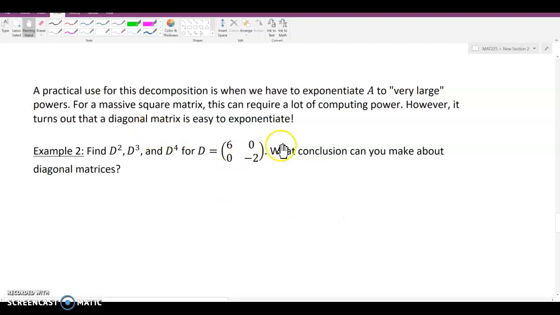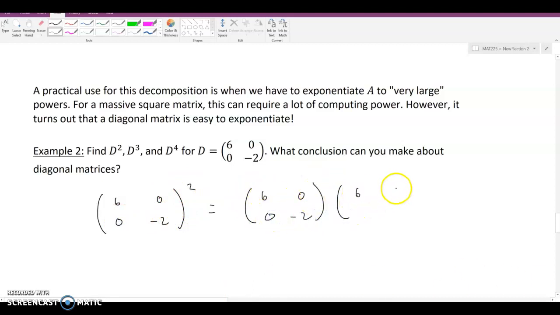However, it turns out that a diagonal matrix is easy to exponentiate. So this problem. Let's just look at D squared, D cubed, and D to the fourth. So 6, 0, 0, negative 2 squared will be 6, 0, 0, negative 2 times 6, 0, 0, negative 2. So 6 will multiply the first column. 0 will multiply the second column.